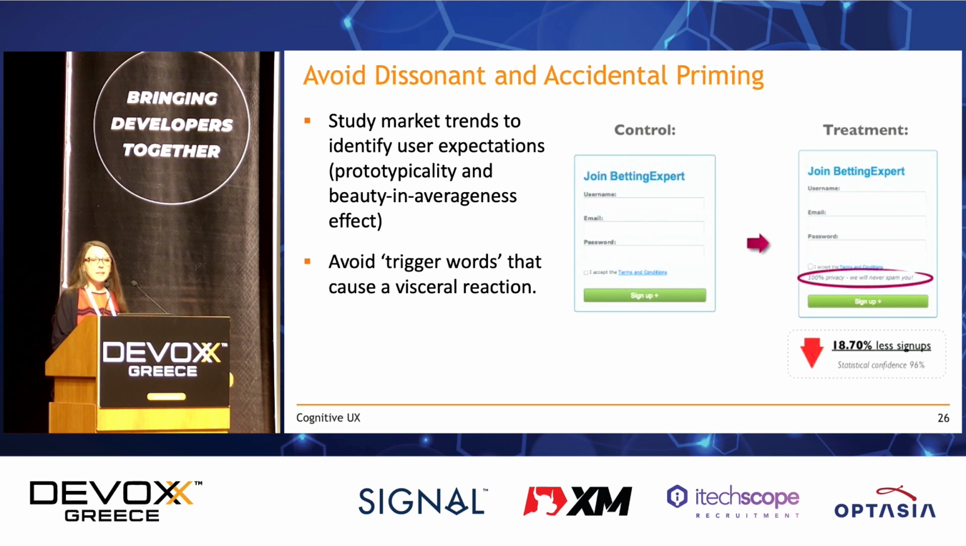Another important element is to avoid accidental priming. So, priming that works against us, against our product. For instance, in this case of a sign-up form, using the word spam was actually intended to be reassuring for users, but unfortunately, it triggers negative associations. And so in the end, it is leading to decreased conversion rates instead of bettering the performances.